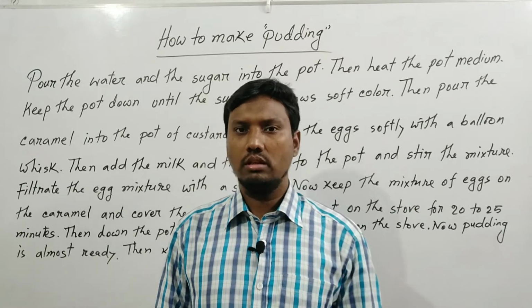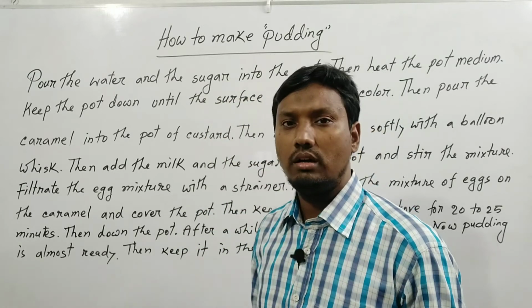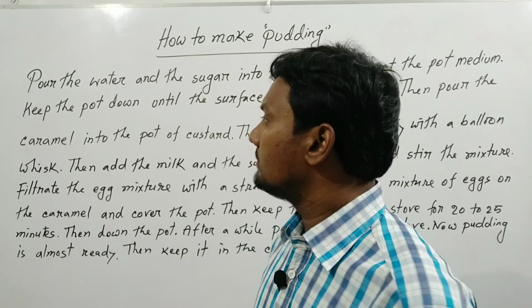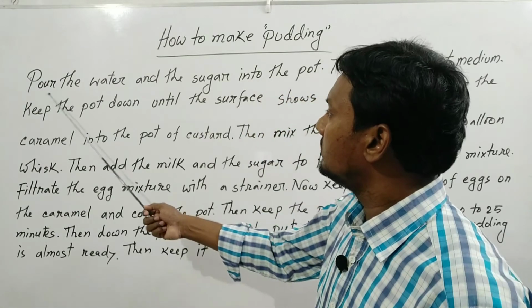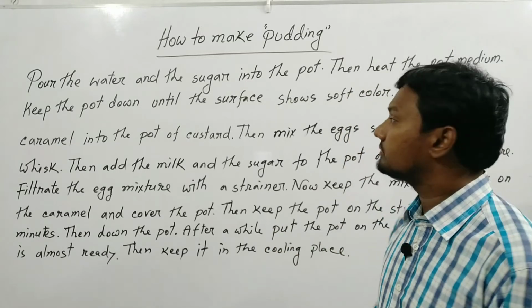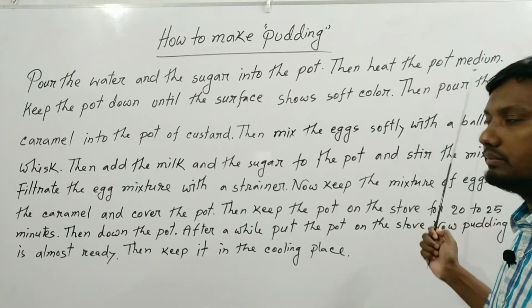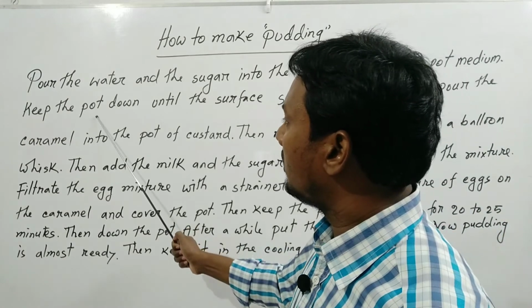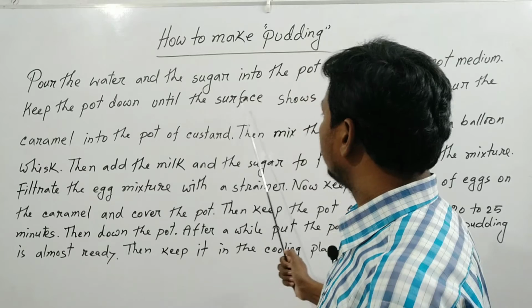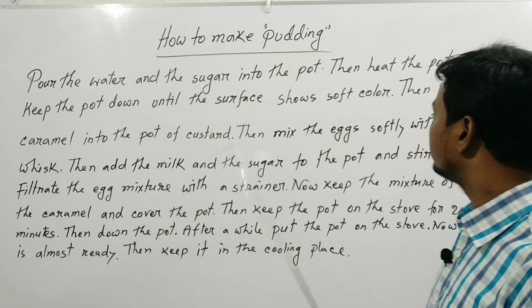Dear my students, now I will discuss how to prepare pudding. First of all, pour the water and the sugar into the pot. Then heat the pot on medium. Keep the pot on until the surface shows a soft color.